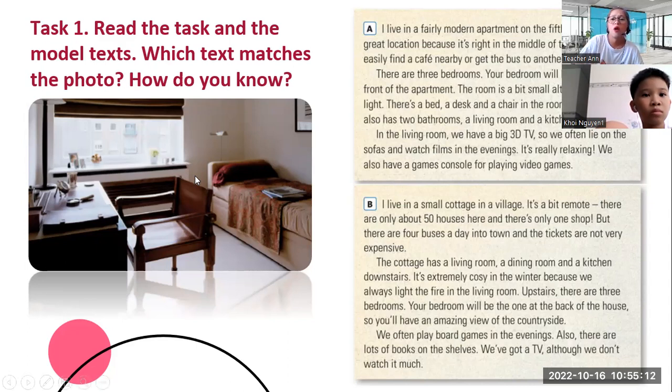It's small, although it's very light. There's a bed, a desk, and a chair in the room. The apartment also has 2 bathrooms, a living room, and a kitchen. In the living room, we have a big 3D TV, so we often lie on the sofas and watch films in the evening. It's really relaxing. We also have a games console for playing video games. Okay, so next one.